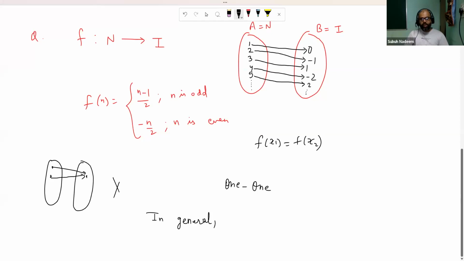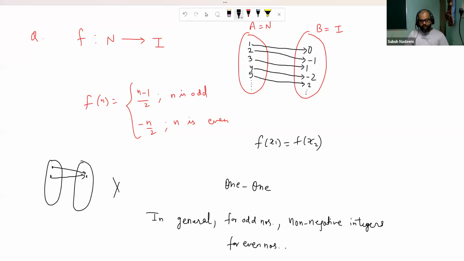In general, you can say that for odd numbers, like 1, 3, 5, you are getting non-negative integers: 0, 1, 2, 3, like this. And for even numbers, you are getting negative integers. So there are two different categories, and all are distinct. So it is 1-1.